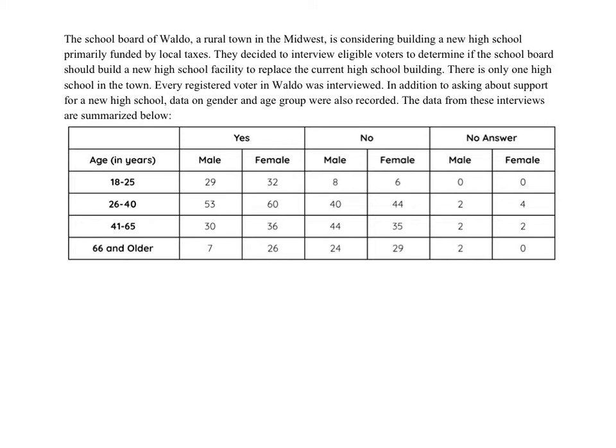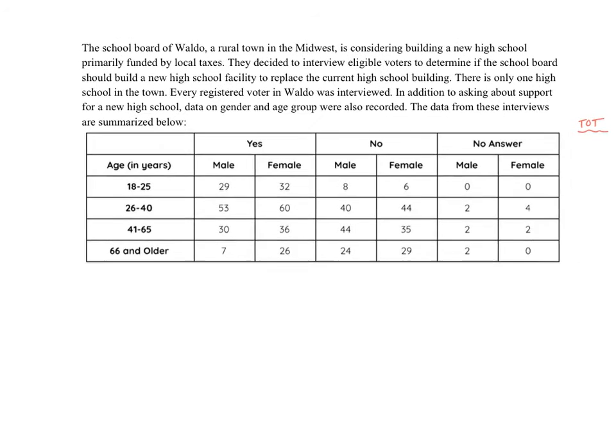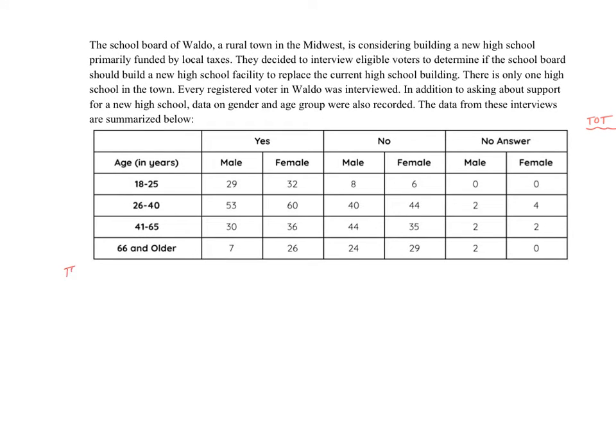And so before we even get started at asking any questions about this data, what you should get in the habit of doing, if the data isn't already provided, is figuring out how many people are in each of these categories and putting a little total beneath each column and next to each row. So for example, if I just take a look at the people who said yes, who were male, how many of those people were there?